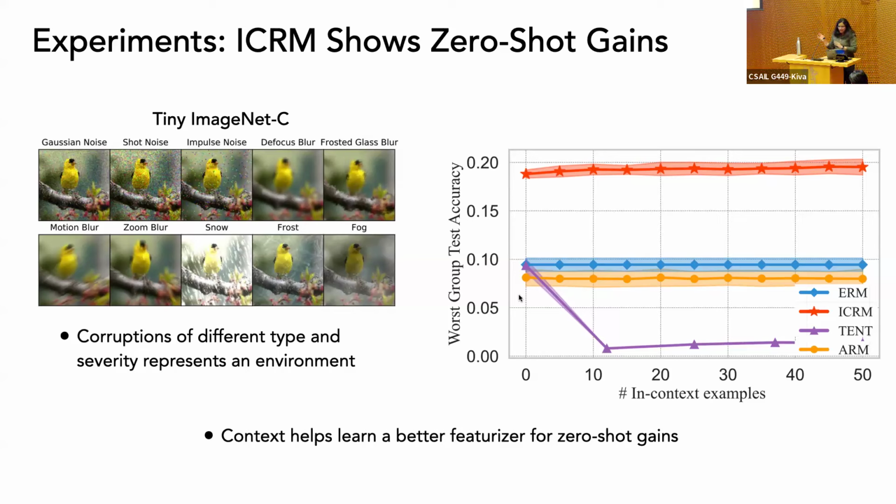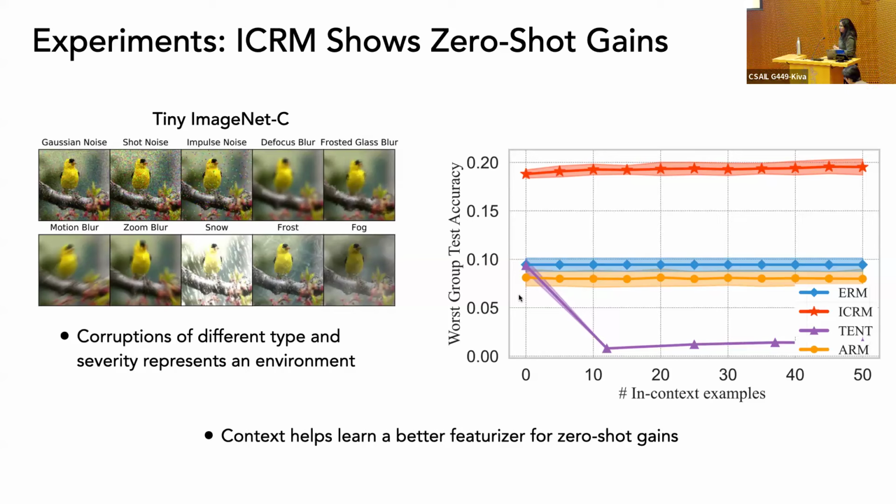So I don't have a very rigorous theoretical result on this, but in the paper we show a simple setting of linear regression where we can provably show that ICRM's performance at 0 context will be better than that of ERM. But the insight is that using context at training allows your model to train a better featurizer, which can be used to have superior performance even at 0 shot.